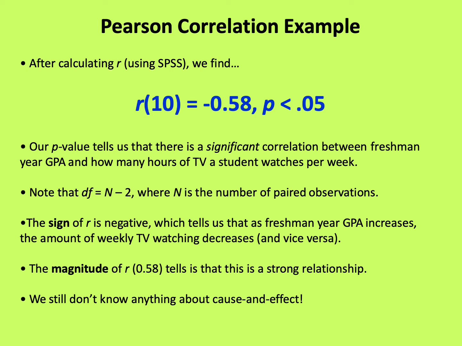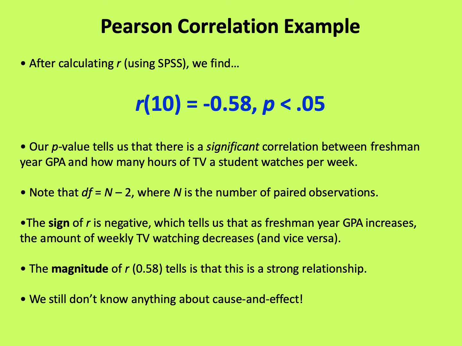Okay? And as far as calculating degrees of freedom, it's very easy. N is just the number of paired observations, essentially the number of participants in your sample, minus 2. So our N is equal to 12, which gives us a degree of freedom of 10. And again, the sign is negative, which tells us that as freshman GPA increases, the amount of weekly hours watching TV decreases, and vice versa.